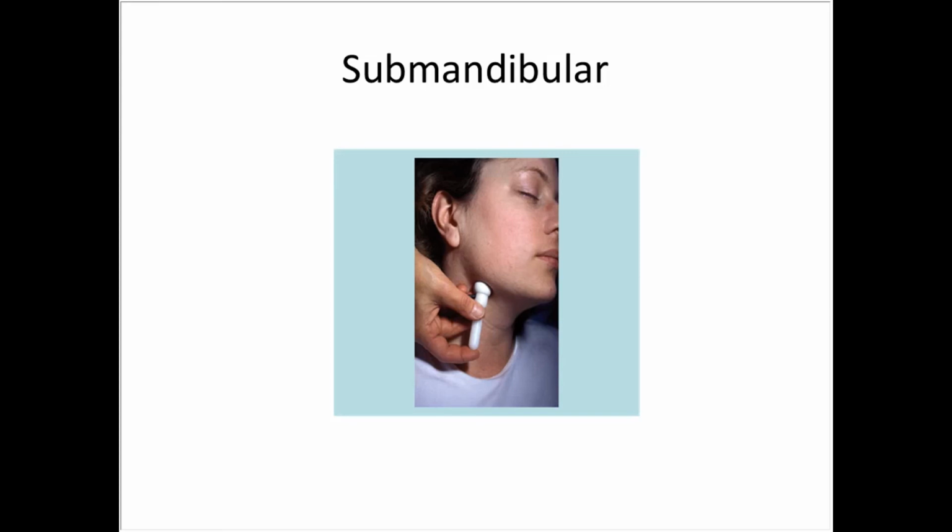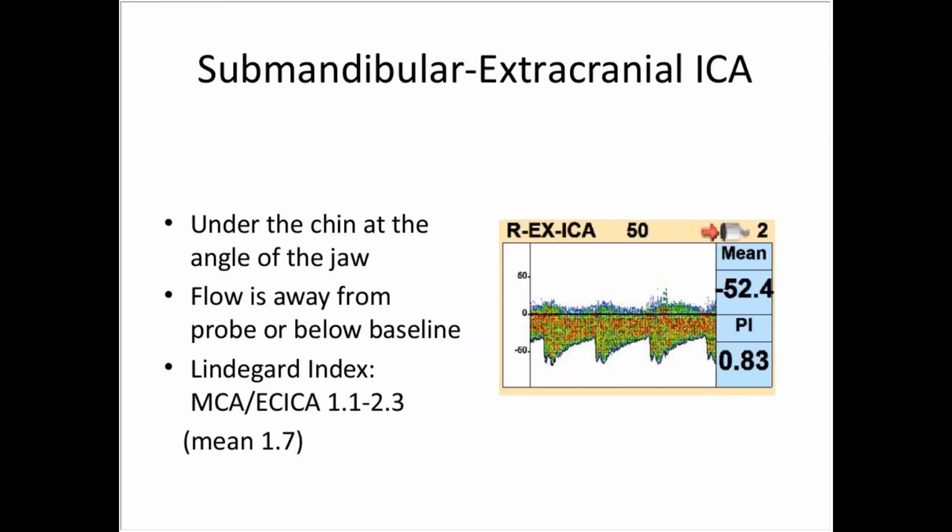Under the chin, it is the submandibular approach, and we insonate the extracranial ICA. As you can see, we're holding that probe kind of straight underneath, and we want to aim straight down the lumen of that internal carotid. You don't want to put a 60-degree angle to it. And so you place the probe under the chin at the angle of the jaw, flows away from the probe or below baseline, and we use this velocity to calculate the Lindegaard index, which is what we use for interpreting our exam.